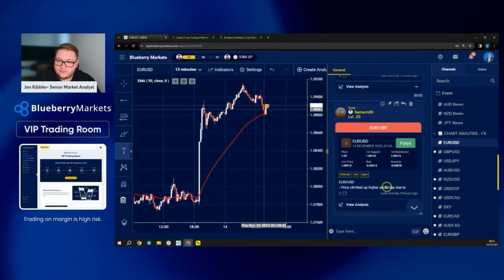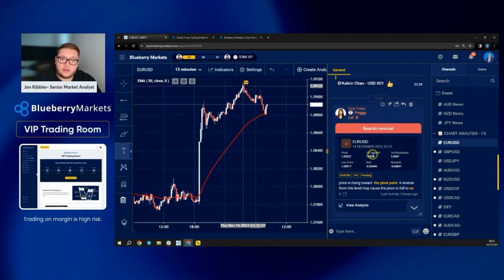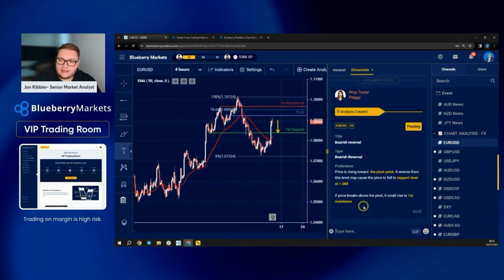On the right hand side, we have the discussion tab. This is where traders and analysts can post their ideas within the space. So you can see here, Liam has posted about euro, US dollar. If we look here, we can see Peggy, who's one of the traders and analysts within the VIP trading room, has posted something as well. So what we can do is click onto Peggy's idea here.